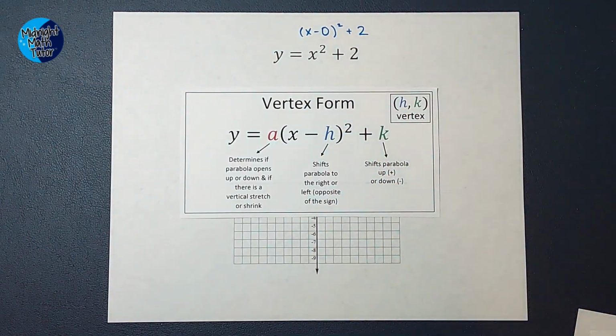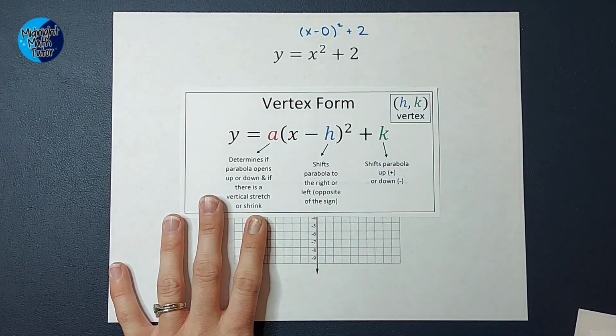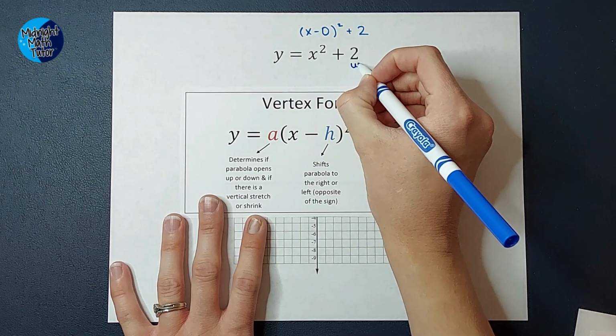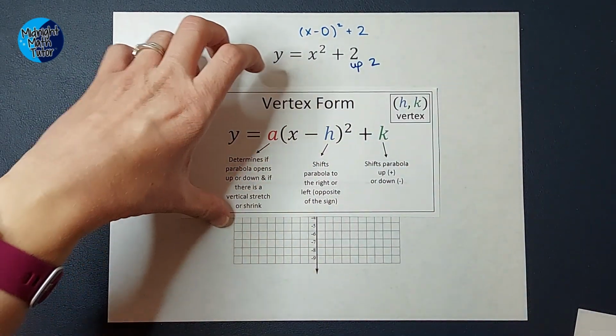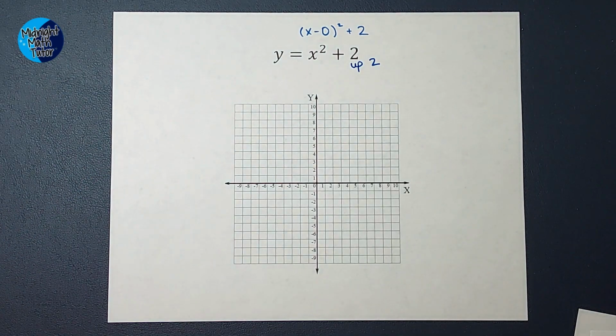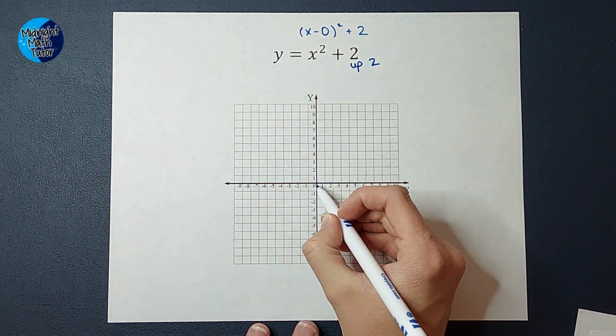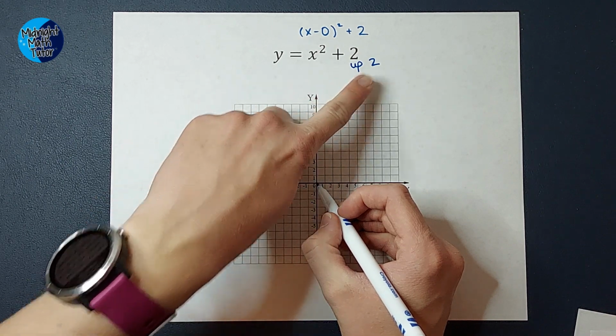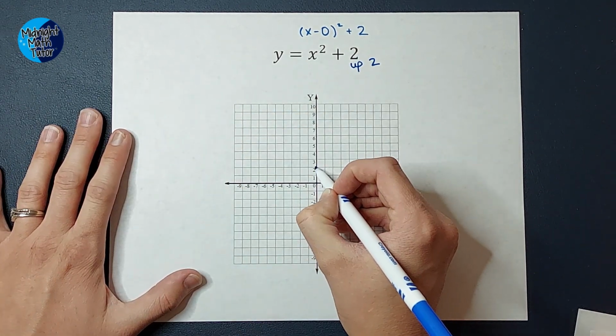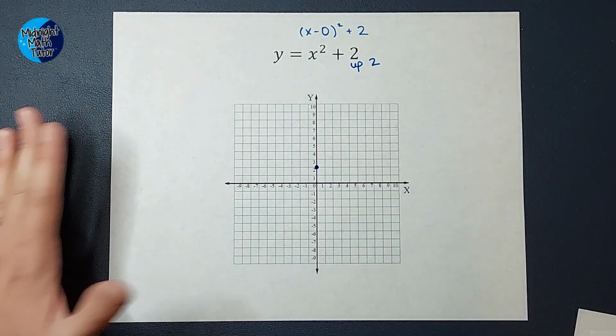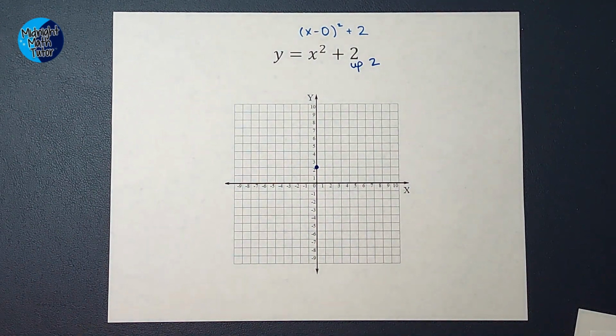Now we have the k. That's the number being added or subtracted on the back, okay? And this one, you stick with the sign, and it tells you how far the graph is shifted up or down. So since I've got a +2, that means my parent graph is going to be shifted up 2, okay? So on my parent graph, the vertex was at 0, 0, right? For this one, I'm going to shift it up 2. Okay, look at that.